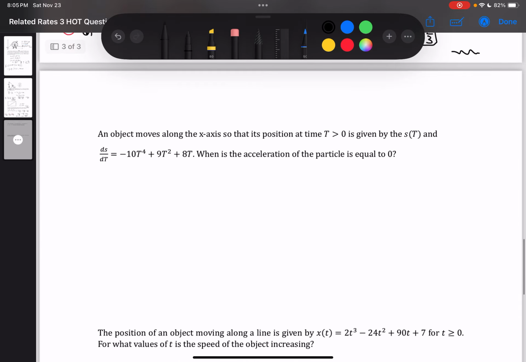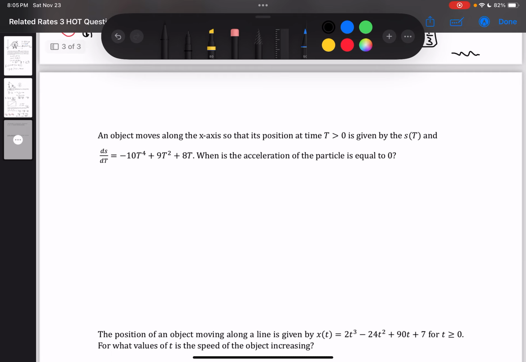Now, in this question, they told us that an object moves along the x-axis so that its position at time t bigger than 0 is given by s of t, and ds over dt is basically negative 10t to the power of 4 plus 9t to the power of 2 plus 8t. When is the acceleration of the particle equal to 0?